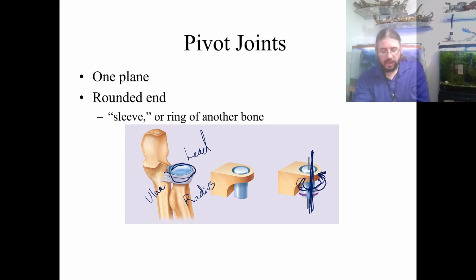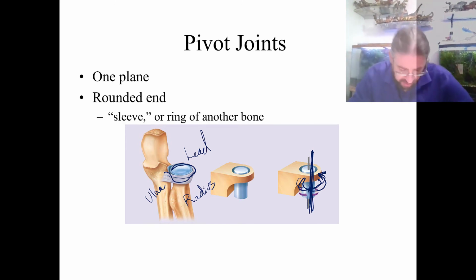So there you go. So generally you have a sleeve or a ring, and it rotates against another bone. So not too terrible. So here we have our ligament sleeve that holds the rounded end of the radius, the head of the radius, in place.